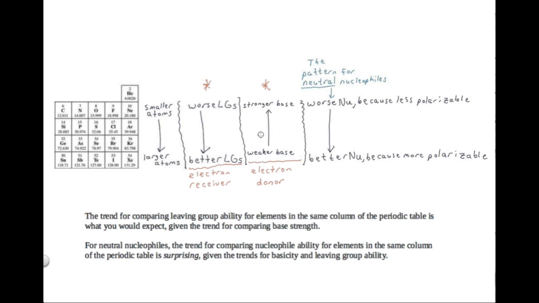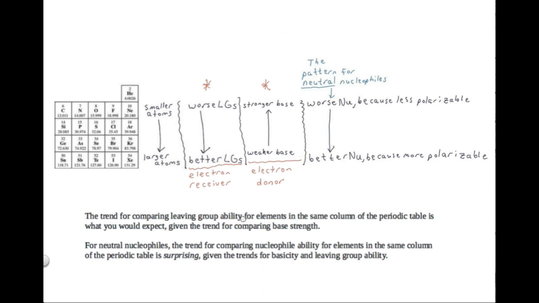When we say that these small atoms are strong bases, we mean that these small atoms are good at donating electrons. These small atoms are good bases because they're good at donating electrons. Well, then it should make sense that the larger atoms will be good leaving groups because the larger atoms will be better at receiving electrons. If the smaller atoms are better at donating electrons, we would expect that the bigger atoms would be better at receiving electrons. So these two trends make good sense and are very consistent with each other.